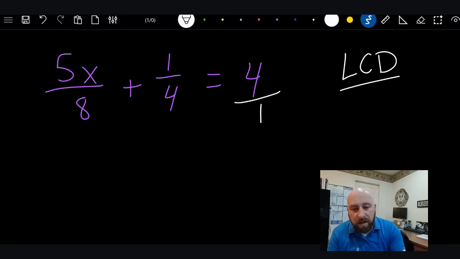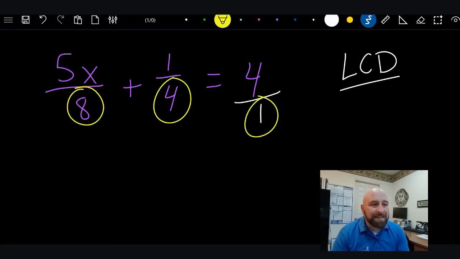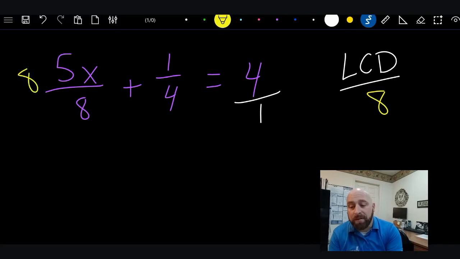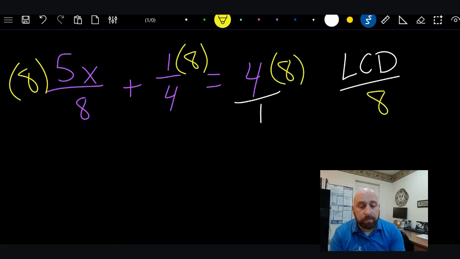Now, let's take our denominators, 8, 4, and 1. What is the least common denominator of those? Okay. It's 8. That's right, it's 8. So here's what we want to do now. We want to take the LCD and multiply everything by the LCD. And you can multiply it by 8 over 1 since it's all fractions. That's fine. It'll work better if we put 8 over 1.